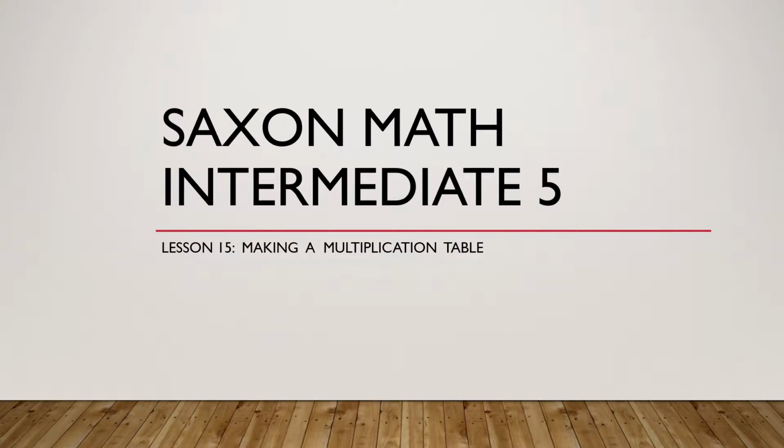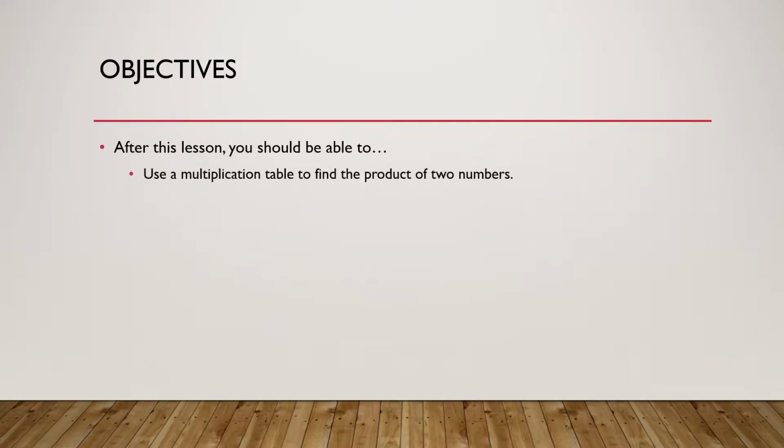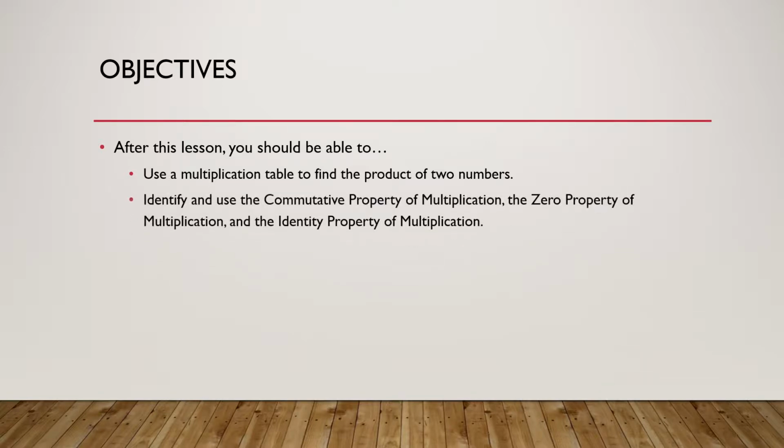Today we're doing lesson 15, talking about making a multiplication table. Our objectives for today: after this lesson you should be able to use a multiplication table to find the product of two numbers, identify and use the commutative property of multiplication, the zero property of multiplication, and the identity property of multiplication, and construct a multiplication table.